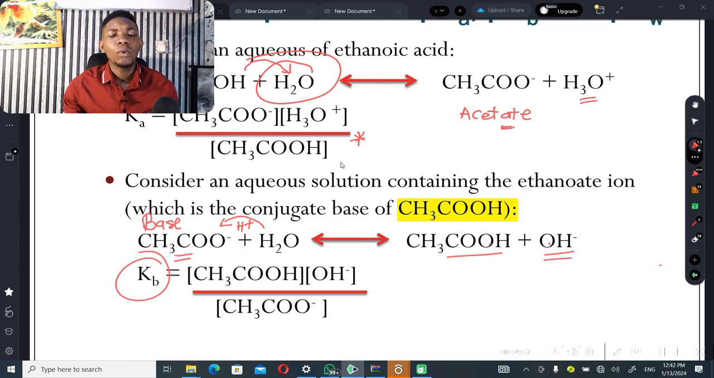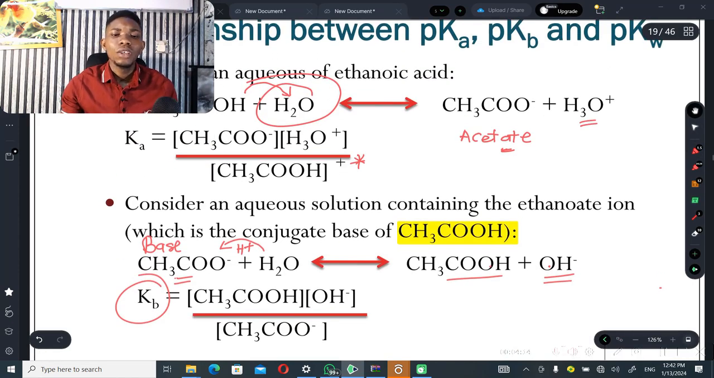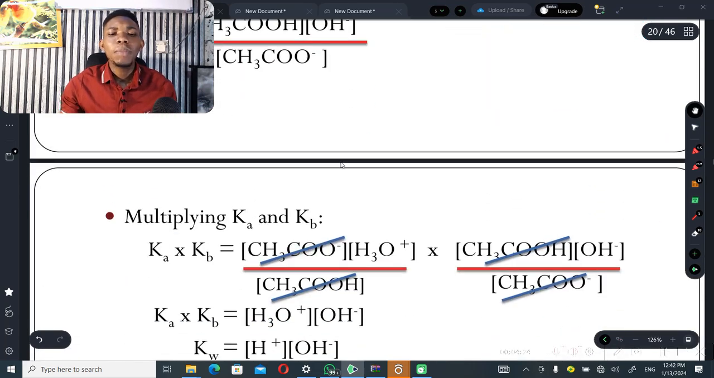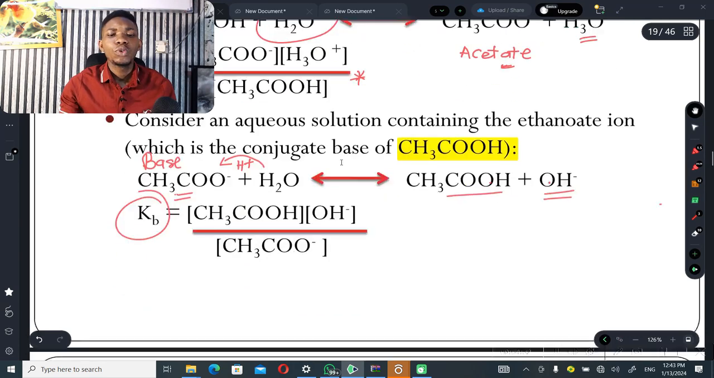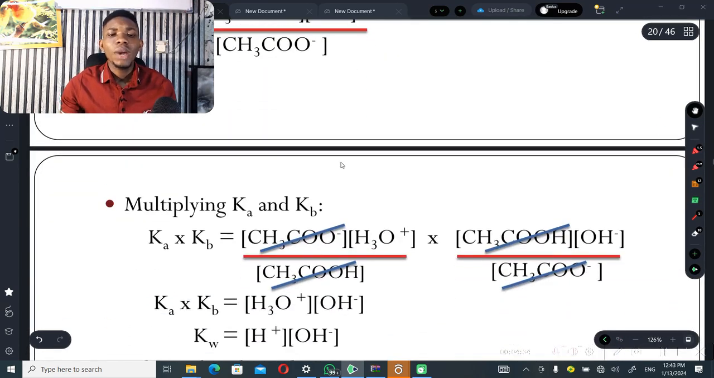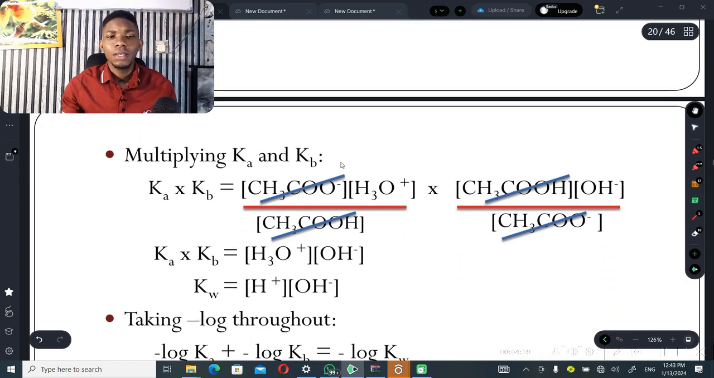Now, at this point in time, what do you think we can actually do? You already have the expression for Ka as this. You already have the expression for Kb as this. You want to show the relationship between pKa, pKb, and Kw. What are you to do next? It is very easy. Multiply Ka and Kb. You have the expression for Ka, which is this, so write that here. We have the expression for Kb, which is this, and this is written here. So at the end of the day, you multiply them.